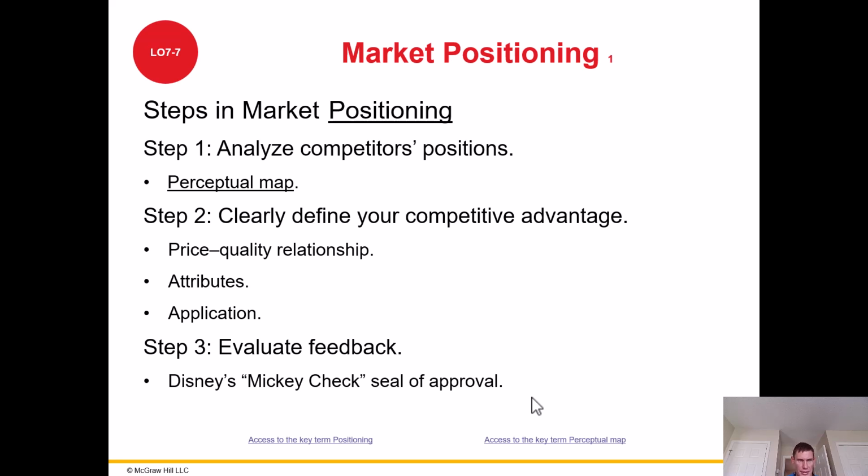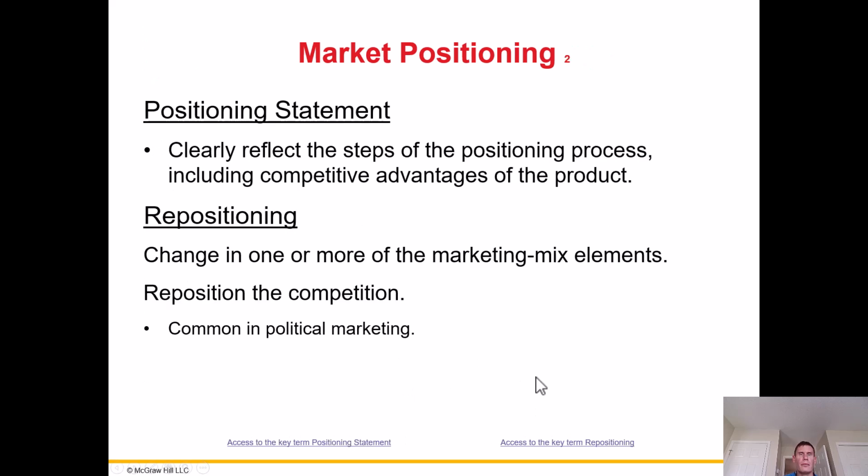A good example of that is Disney's Mickey Check seal of approval. And then a positioning statement. The positioning statement, and these are important, should clearly reflect the steps of the positioning process, including the competitive advantages of the product.